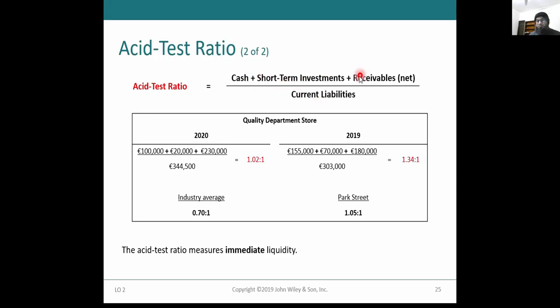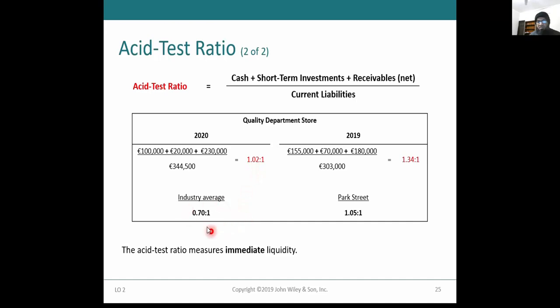And again, if this ratio is 1 or more than 1, then the company is said to be safe. If it is less than 1, then there are chances that the current liabilities, if the inventory is not converted into cash, not sold, or a sufficient amount of cash is not generated, the company might be in difficult circumstances.